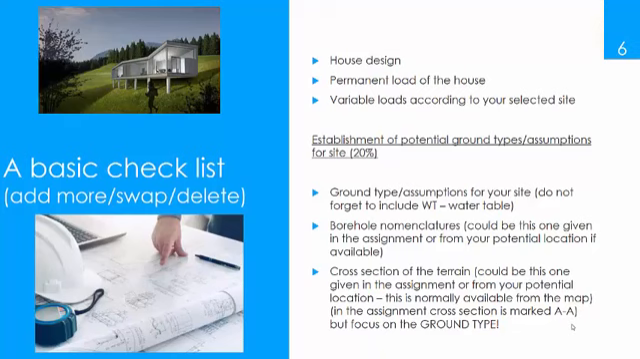So what you will need to do is a house design. You need to think about the permanent load of the house that I mentioned before, so from what material the house will be built. According to your preferred location, you need to think also about variable loads. So that means some wind, some snow if you're building in the mountains, and you will do some more research on what can be additional variable loads to take into account.